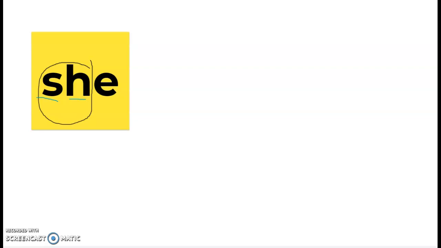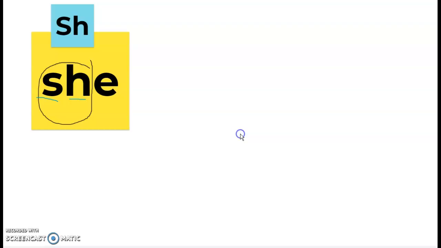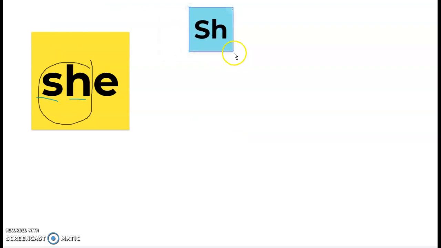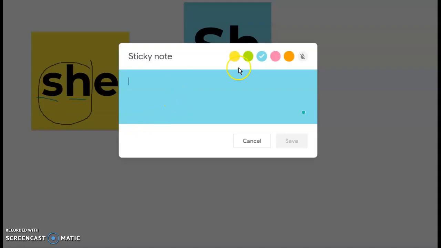H put together is different than if you sounded the letters out individually. Individually, it would say s, h. But when you put them together, it says sh. This word says sh, e, she. Let's look at some more words that start with the blend or digraph sh. I'm going to put sh at the top so we know that we are focusing on the sound sh. I'm going to type some more words and we'll read them together.